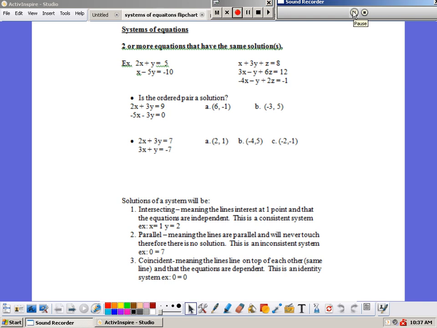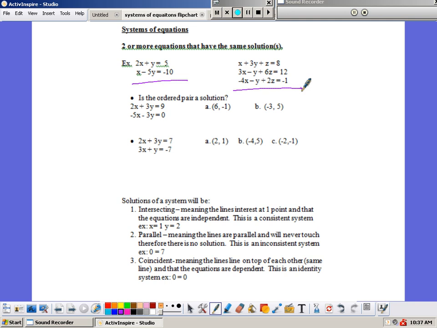Okay, today we're going to talk about systems of equations. Systems of equations are two or more equations that have the same solution. So in other words, we're looking for where they intersect. On the first example, there are two equations in the system, and on the second one there are three equations in the system. We're going to be doing both types as we go along through this lesson.